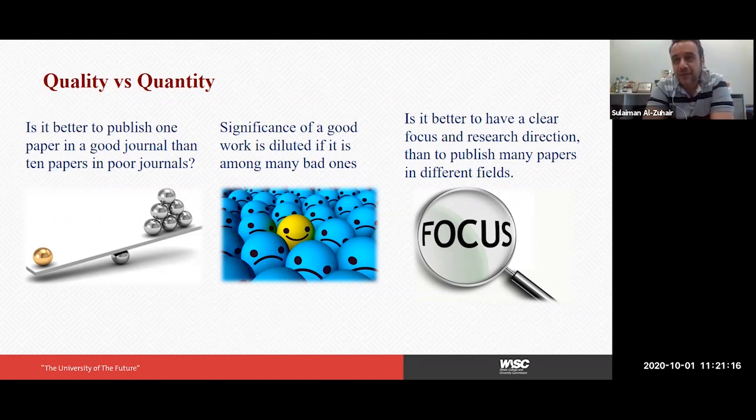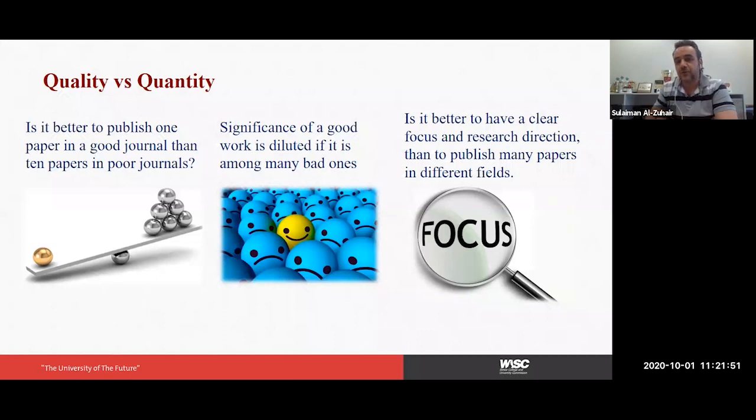Okay, so when we come back to the research portfolio that you want to build, it's always quality and quantity that come into question. In my opinion, and most of what I'm going to say are actually opinions, and you may find people disagreeing with them, but I'm going to explain why I believe those are important. First of all, it is better to publish one paper in a good journal than to publish 10 poor papers in poor journals.